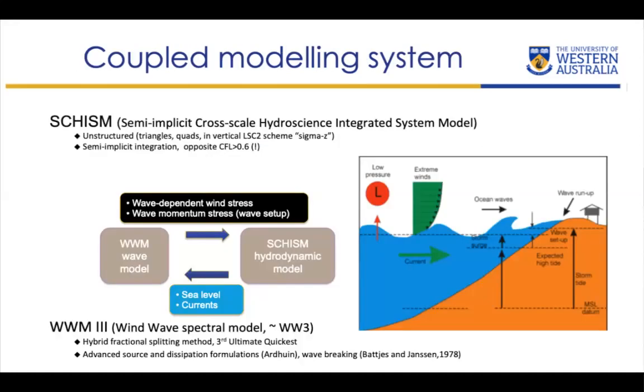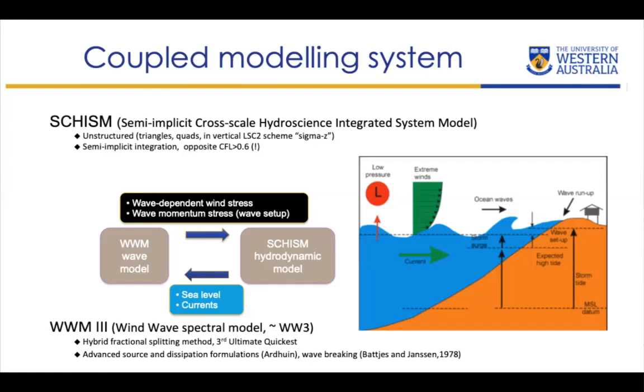The modeling system we used was a coupled modeling system called Schism, coupled with the wind wave spectral model. So Schism is a hydrodynamic model, WWM is the wave model, and the wave model gives wave-dependent wind stress and wave momentum stress. That's the wave setup component to the hydrodynamic model, and at each time step, hydrodynamics feed back in the sea level and the currents.